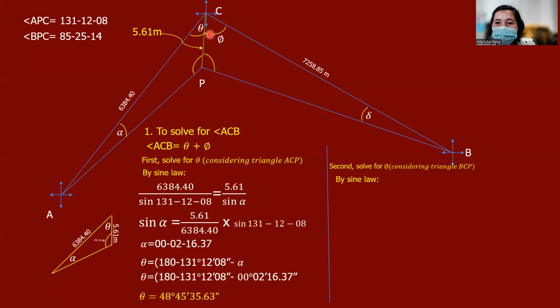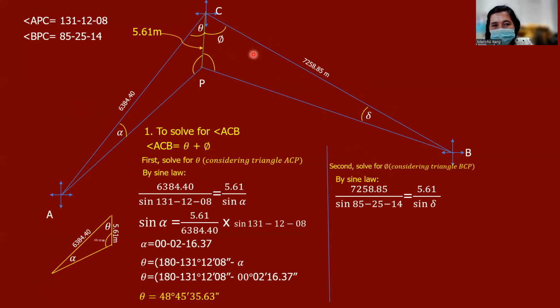So next we need to find the value of our phi. If we get our phi, we need to add this with our theta, then we get our desired angle ACB. Okay, so next, our goal is to compute for phi. So to compute for phi, the same lang din yung value. Since meron tayo ditong distance, and then opposite ng distance is the angle, since given to, which is sine 85, 25, 14, then we can do that.